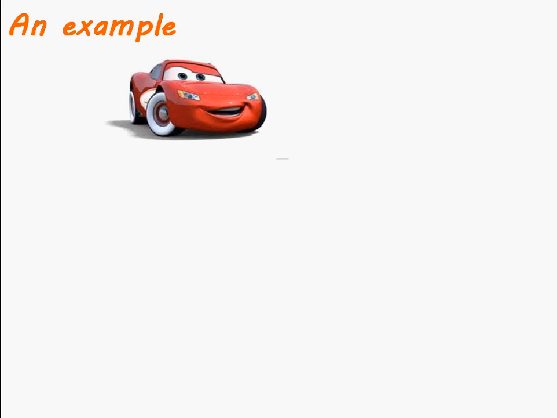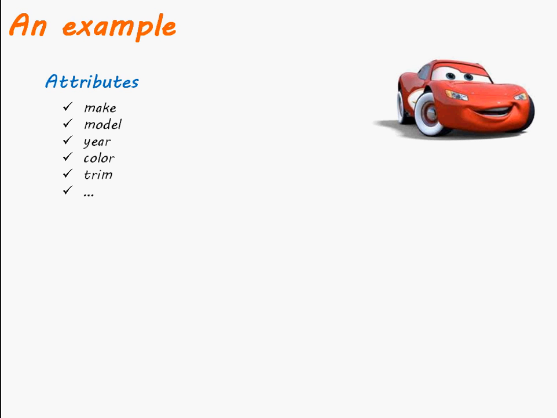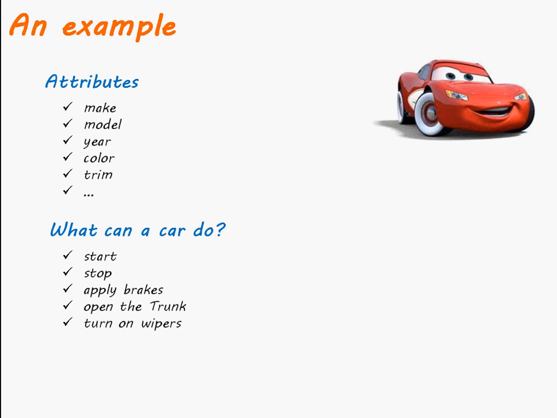Let's take an example. Car. What do we know about a car? Its make, model, year, color, trim, etc. We can call these the attributes that we know about a car. Likewise, what can a car do? It can start, stop, apply brakes, open the trunk, turn on the wipers, or turn on the moonroof, etc. So these are called methods or operations.